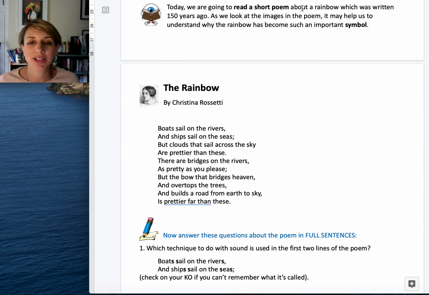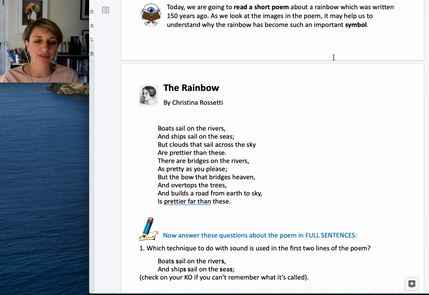Today we're going to read a short poem about a rainbow which was written 150 years ago. As we look at the images in the poem, it may help us to understand why the rainbow has become such an important symbol. The Rainbow by Christina Rossetti.